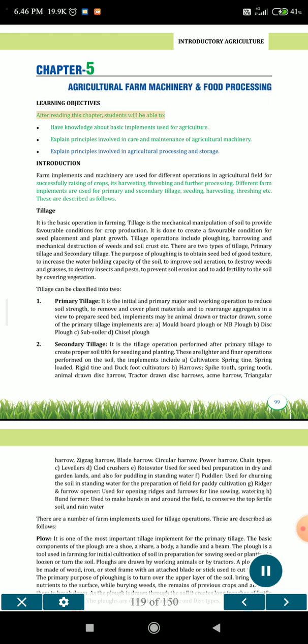Learning Objectives. After reading this chapter, students will be able to have knowledge about basic implements used for agriculture, explain principles involved in care and maintenance of agricultural machinery, and explain principles involved in agricultural processing and storage.